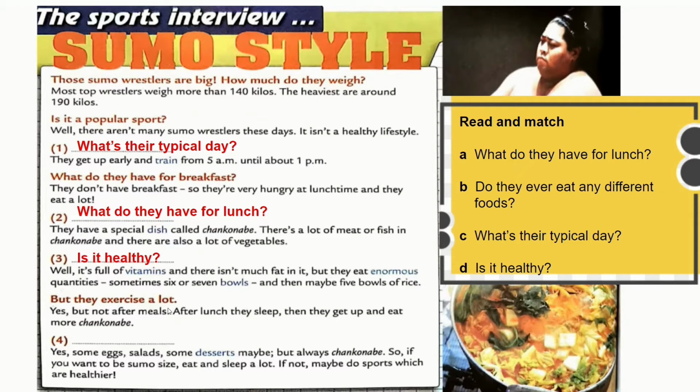How about number 4? What is the question that you ask that you get the answers of? Yes, some eggs, salads, some desserts, maybe all the food names, but always chankonabe. So what is the last one? The last one should be, do they ever eat any different foods? You want to know other than eating chankonabe, what else do they eat, right? Okay.